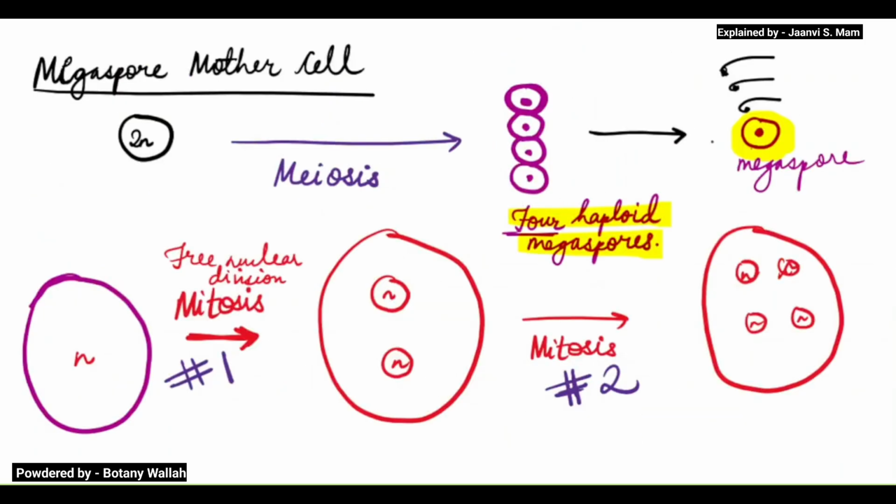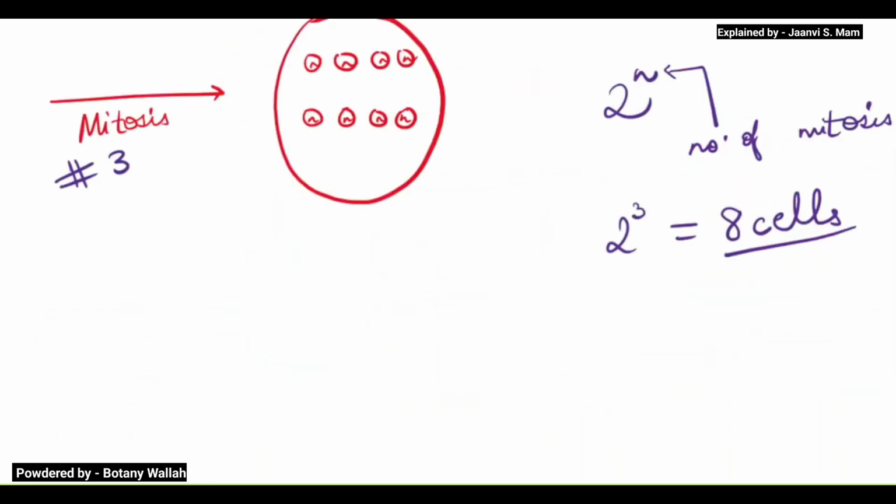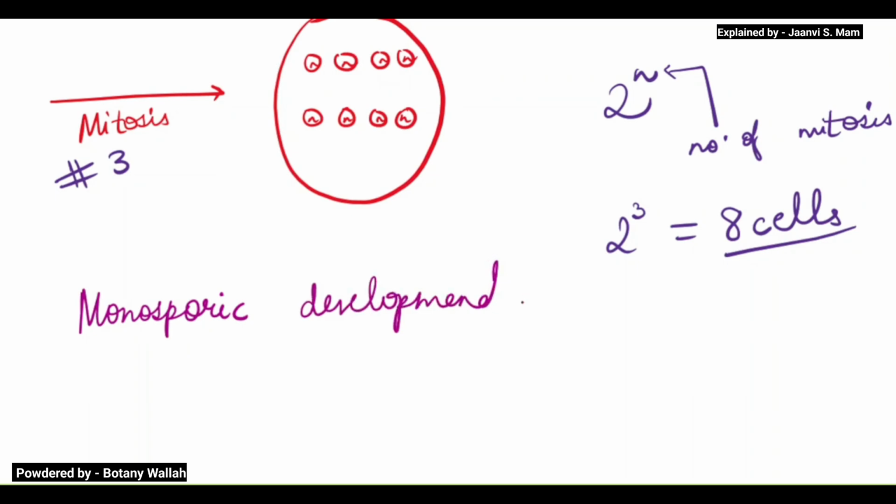megasporogenesis. Now, you can see that here only one megaspore was functional. You can also say the megaspore here is the functional megaspore. Since only one megaspore was functional, we say this type of development is monosporic development, because out of one spore the entire embryo sac developed. You should know this, that it is monosporic development. This is the very first point you should know.